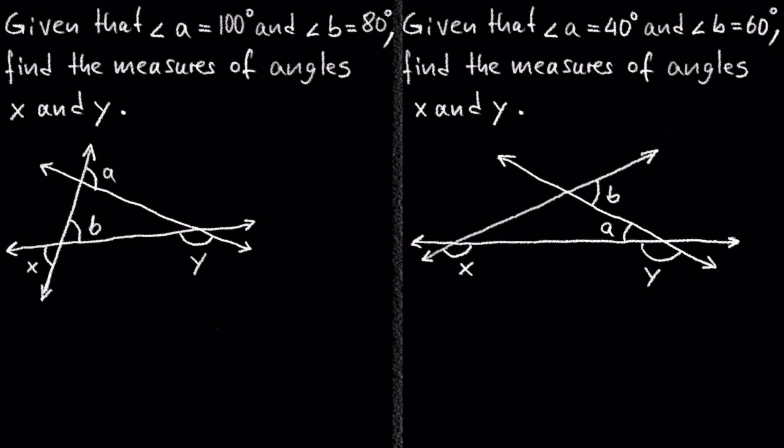Let's look at the next two examples. Given that angle A equals 100 degrees and angle B equals 80 degrees, find the measures of angles x and y. Do angle A and angle x have the same measure? I really encourage you to pause the video and answer this question. This is a very good exercise.